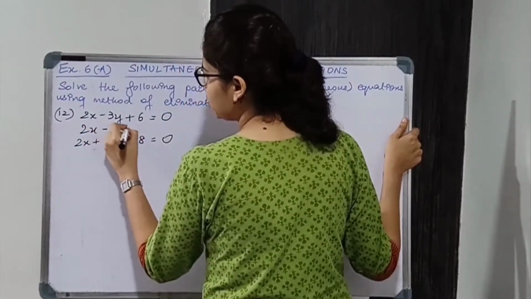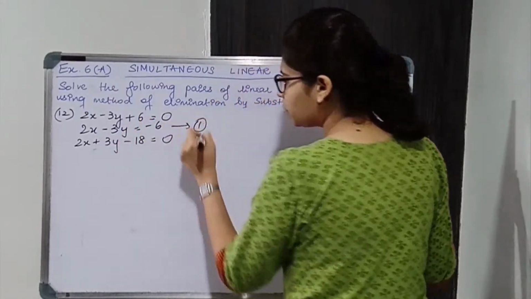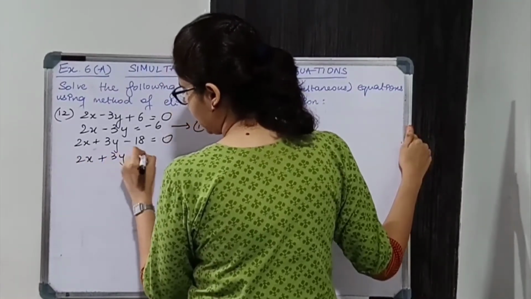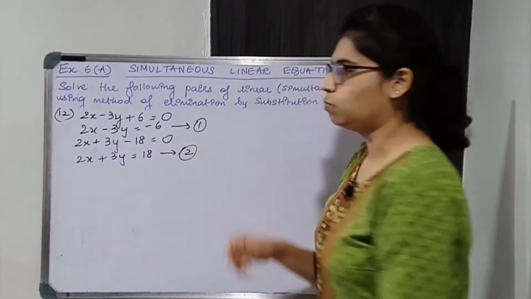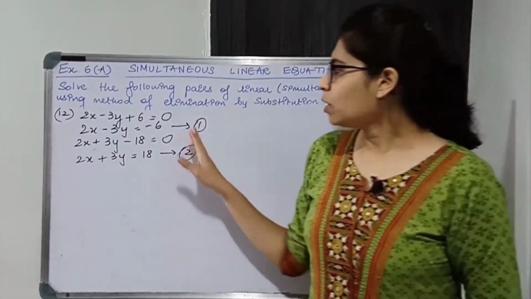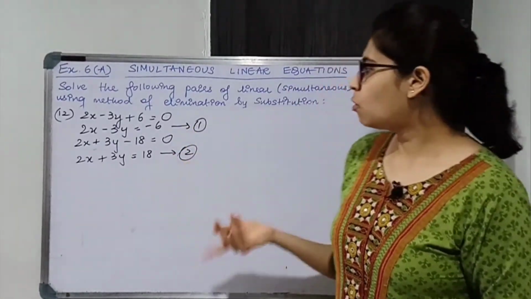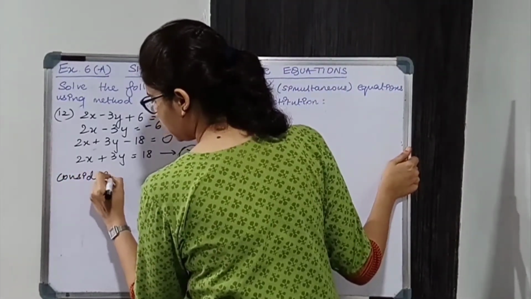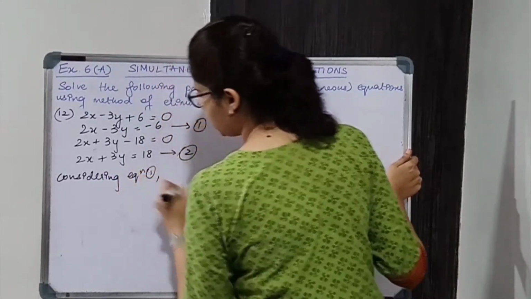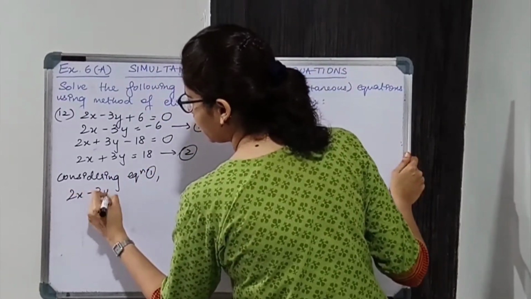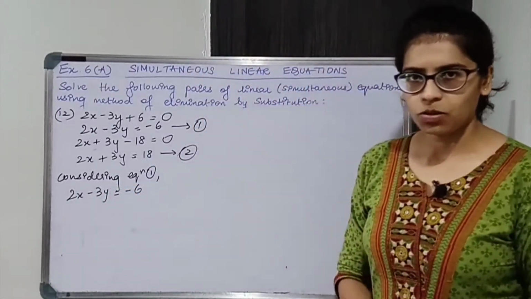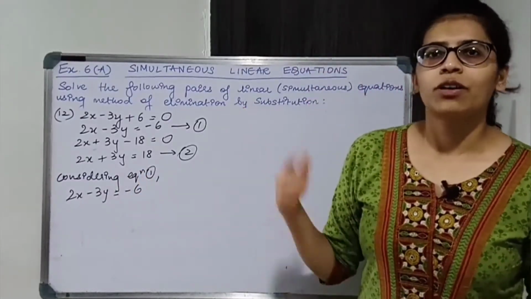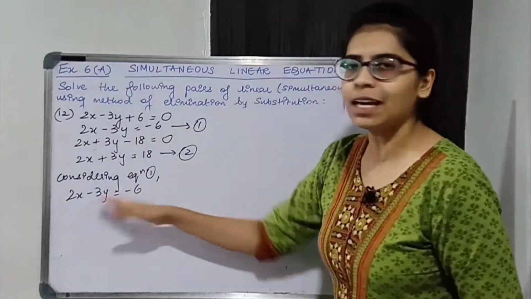This will become 2x minus 3y is equal to minus 6. Number this as 1 and 2x plus 3y is equal to 18. Number this as 2. Okay. Now consider either of the two equations. So let us consider equation 1. Considering equation 1, 2x minus 3y is equal to minus 6. Okay. So over here you can express y in terms of x or x in terms of y. I'll be expressing x in terms of y.